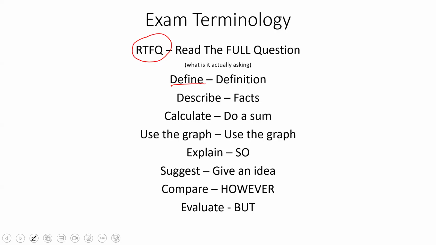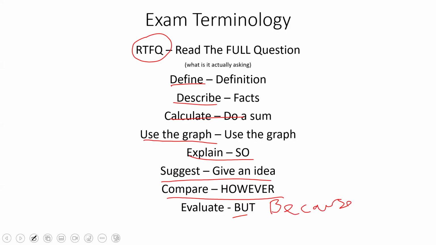Define is your definition, right? Main one that you're going to get in this is probably homeostasis, and we'll go through that in a minute. Describe, facts. Calculate, do a sum. If it says use the graph, you're going to use the graph. If it says use figure 4, you use figure 4. If it says use figure 4 and figure 5, you are going to be doing something with both of them. Explain, so. Suggest, give an idea. Compare is however, and evaluate but, and also because. Right, so again, look for that keyword.